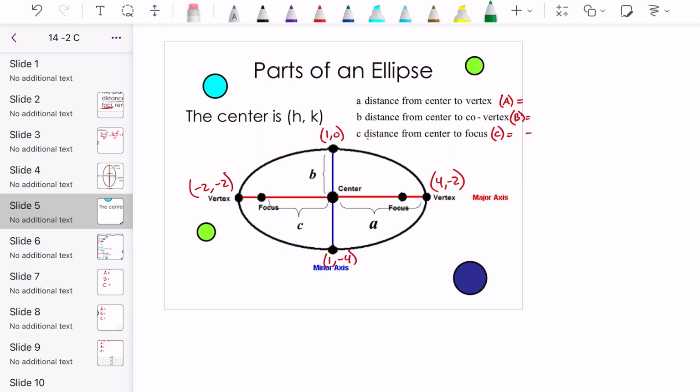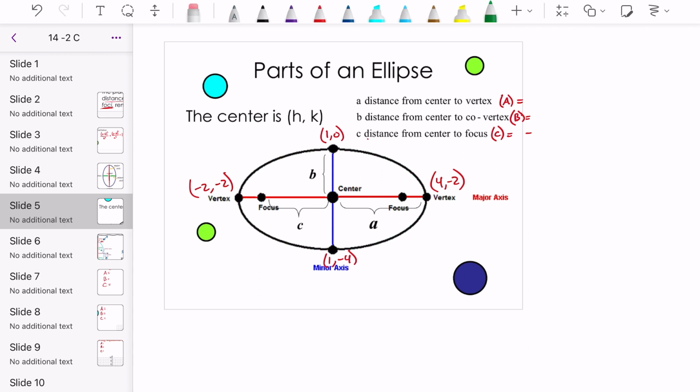Now, as we start looking at this next slide, there are a couple different things that we need to focus on. The first thing is that we're going to be taking a look at three letters: A, B, and C. Our A, B, and C refer to different things and you need to be able to tell the difference between each one. A is the distance from the center to the vertex, B is the distance from the center to the co-vertex, and C is the distance from the center to the focus.